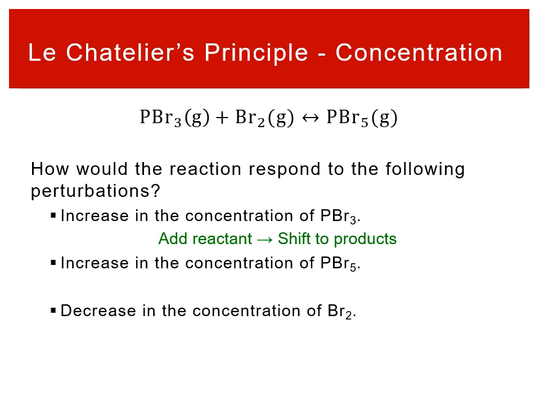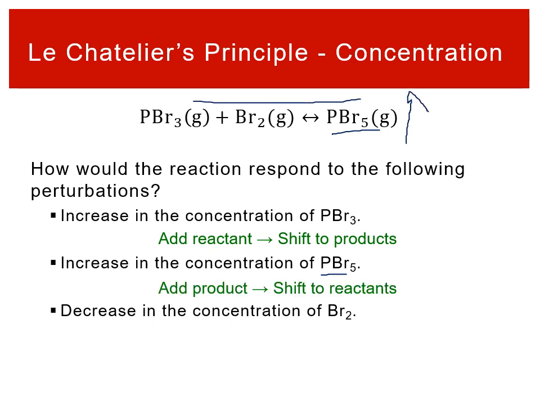If I increase the concentration of PBr5, that's now a product. I increase the concentration of product. The system shifts to reactants to deal with it, to get rid of that, to make it go away, right? We want to get rid of this excess product. We're going to make more reactants now.